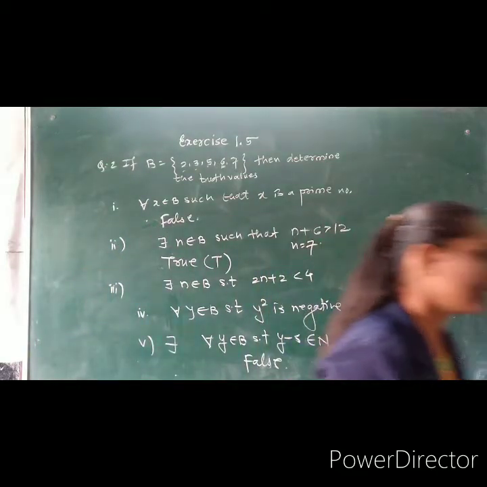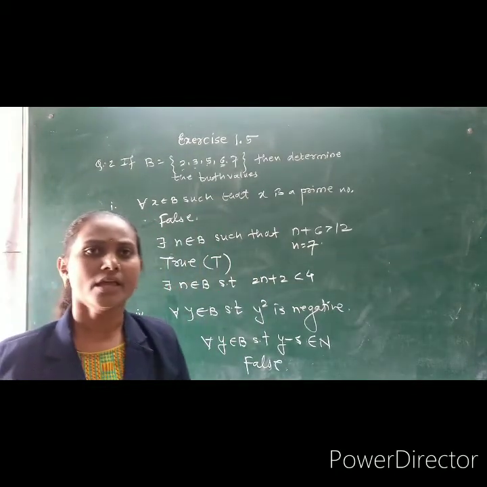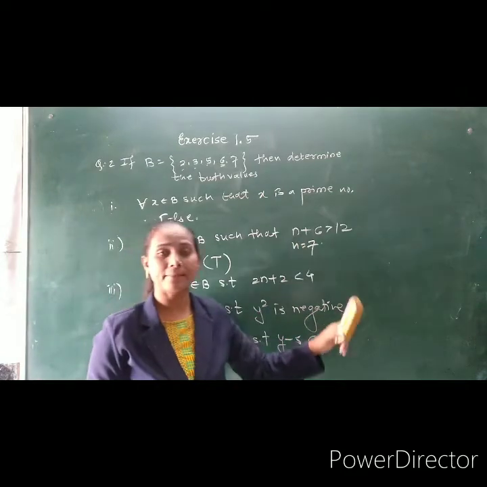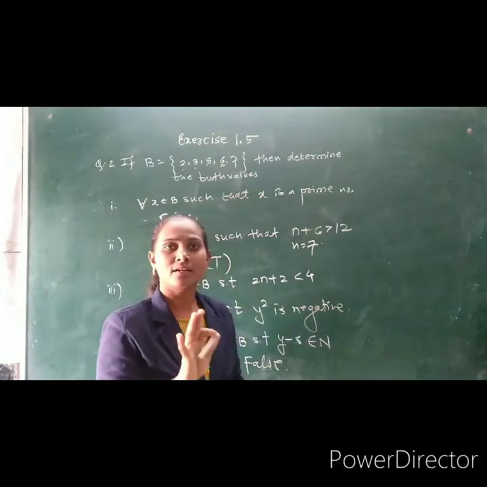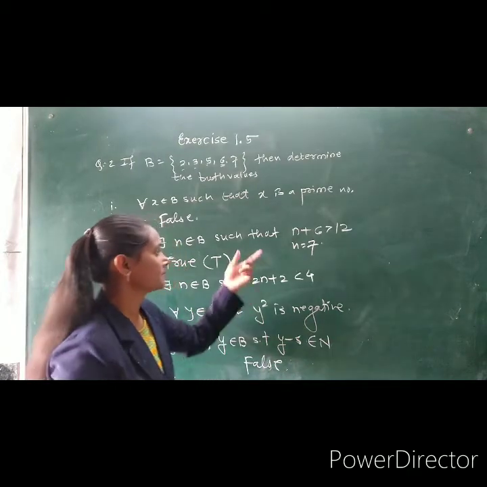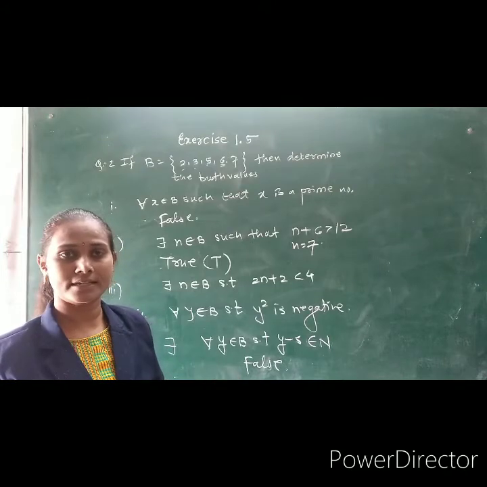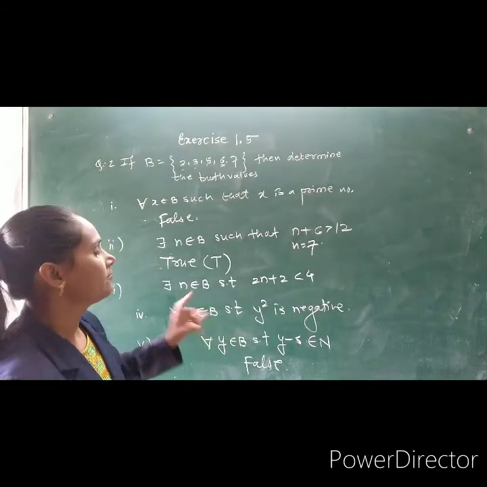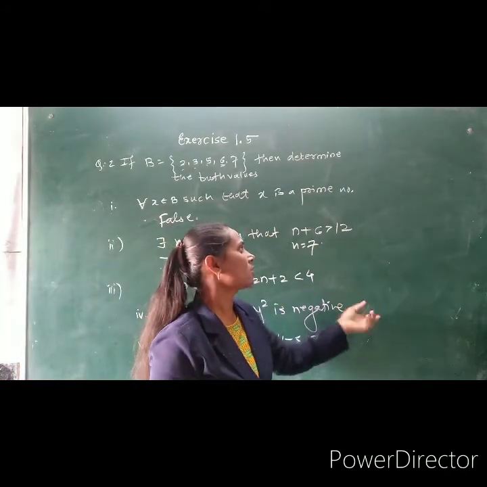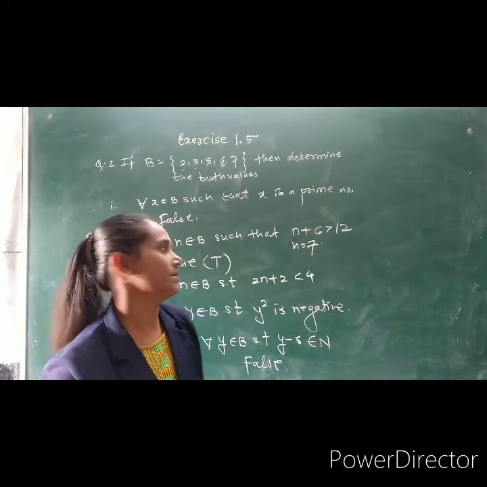Now, next one. In the last lecture, we also studied tautology, contradiction, and contingency. If all entries in the last column of the truth table are T, then we say that it is a tautology. If all entries in the last column are false, then we say that it is a contradiction. And if the entries in the last column are mixed, T and F, then it is called a contingency.